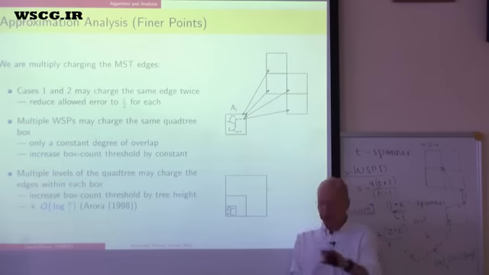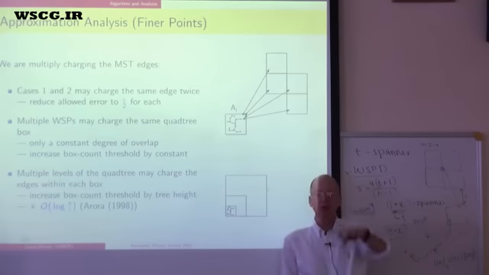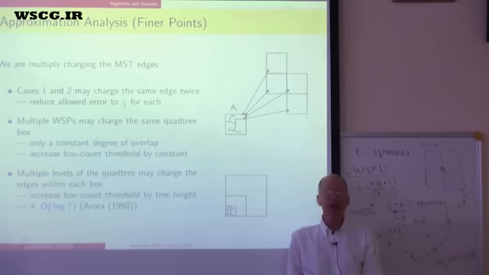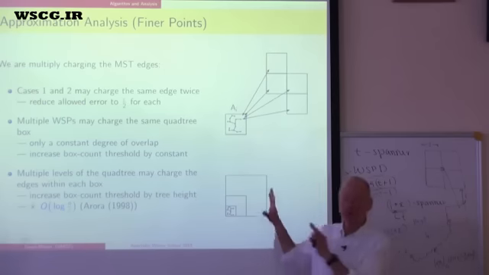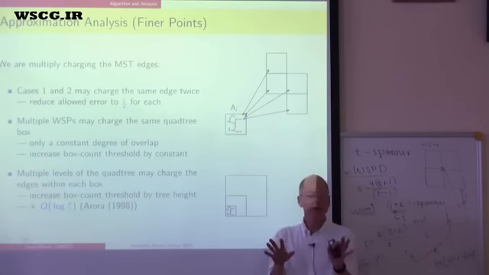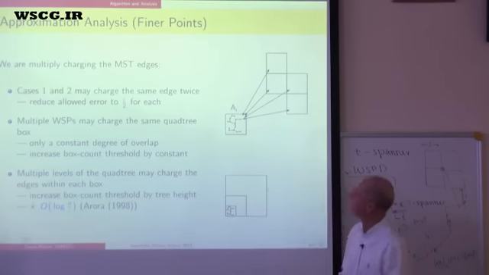There are multiple charges going on at one level of the tree, and there are multiple charges going on because of the hierarchy of the tree. And dealing with all of this is relatively messy. So I'm going to give you a very simplified explanation here. If you're not satisfied with this explanation, I'll be happy to discuss this with you further. But we are multiply charging edges.